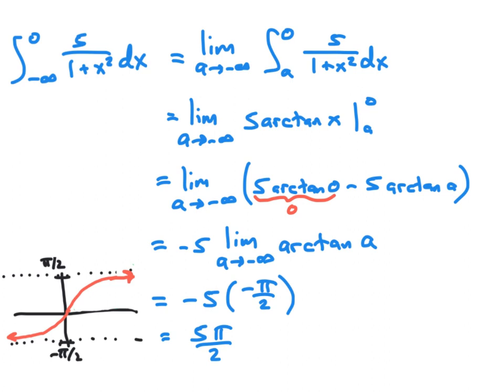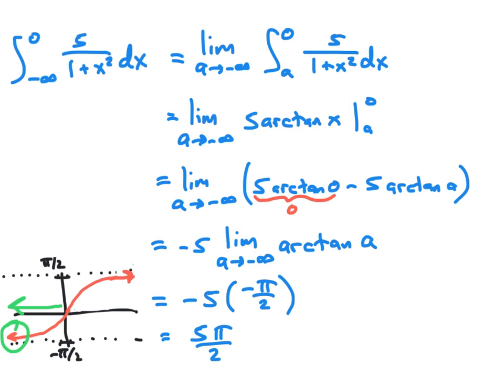Ultimately, we want to know what happens to the value of arctangent of a as a goes to negative infinity, or in other words, what happens when a is pulled further and further to the left. Well, we can see in the graph of the arctangent that as we go further and further to the left, the function arctangent is going to get closer and closer to negative pi over 2. And so our limit as a goes to negative infinity of the arctangent of a will be negative pi over 2. We multiply this by the constant negative 5 to get a value of positive 5 pi over 2.